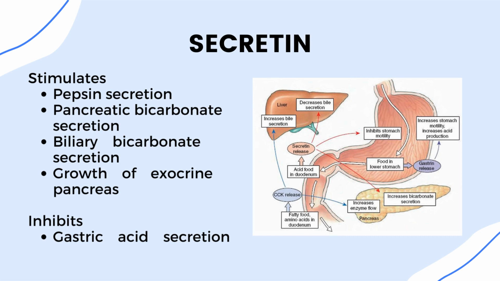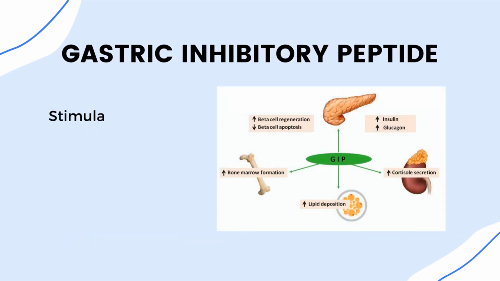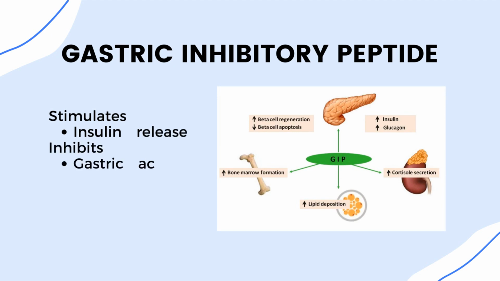That is, apart from inhibiting the secretion of gastric acid, it also stimulates the release of alkaline substances, such as pancreatic bicarbonate and biliary bicarbonate, which have the function of neutralizing the pH of the food bolus in the intestine, coming from the stomach. Now let's talk about gastric inhibitory peptide.